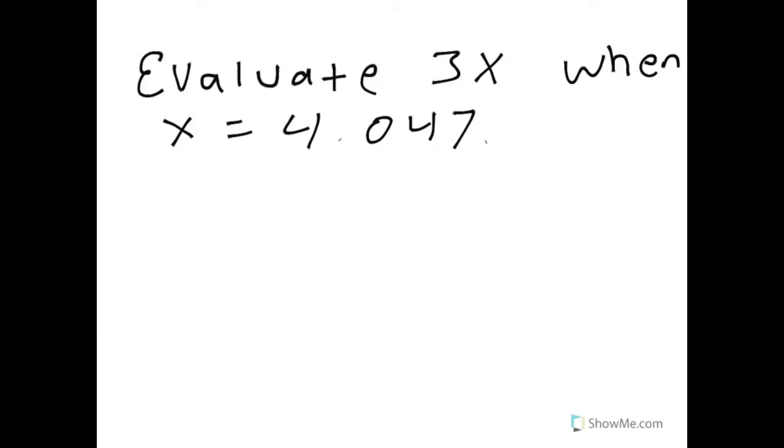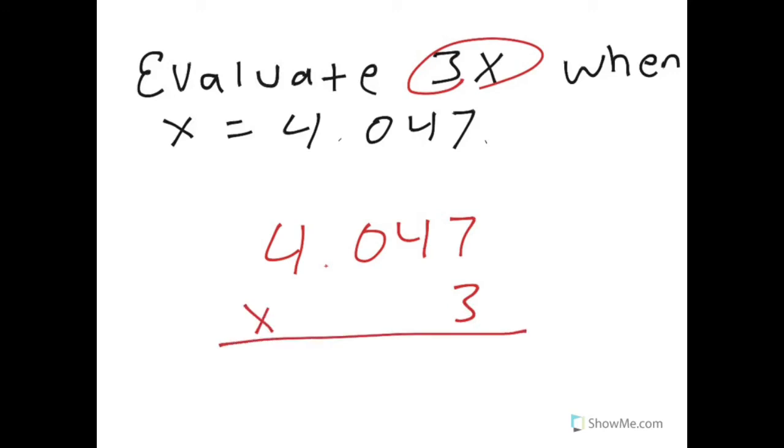Okay? Let's look at one more. Let's evaluate 3x when x equals 4.047. Okay, well I know 3x, that there's a variable there and it's multiplication. So I'm going to multiply 4.047 because that's what x is. I'm going to multiply that by 3. 7 times 3 is 21. Drop the 1, carry the 2. 3 times 4 is 12, plus 2 is 14. Drop the 4, carry the 1. 3 times 0 is 0. Add the 1, 1. 3 times 4 is 12.